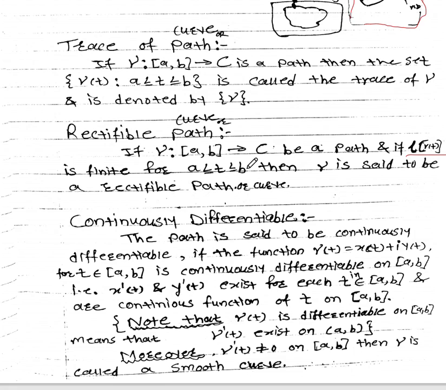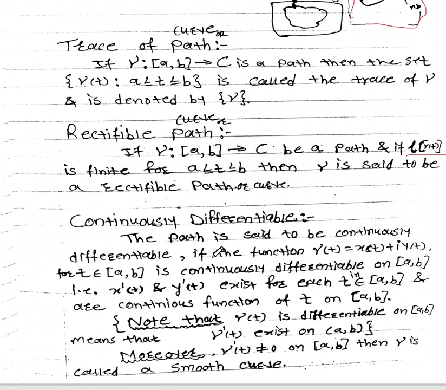Here gamma: [a, b] → C, where gamma is any curve whose points lie in the complex plane C. If the length of gamma of t is finite, then that curve is called a rectifiable curve. Here t always lies between a and b. So this is the rectifiable curve.